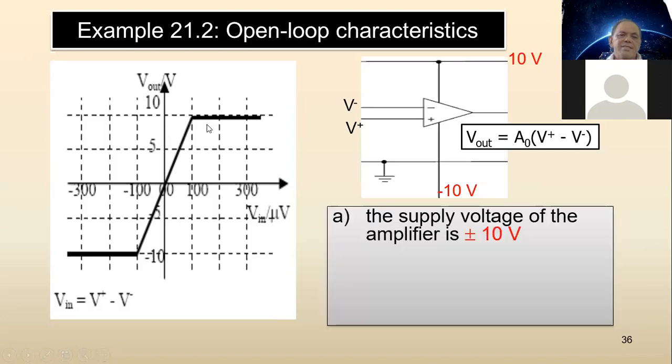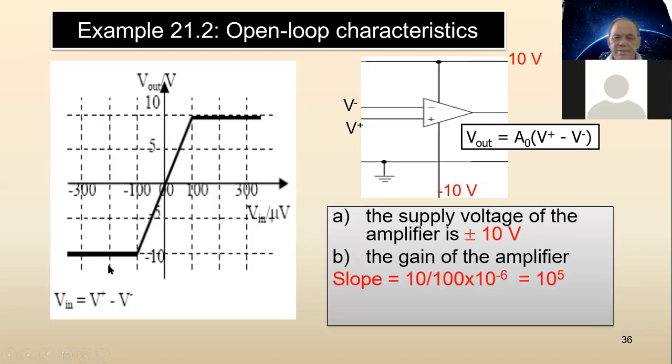So you should be able to read the characteristic and tell: here is 10 volt, minus 10 volt, there's a power supply. The gain, we can take the slope here, right? From here, this is your Y, this is your X, that's your gradient. Only for this part, where it's linear, can we determine the gain. So we can take it as slope, 10 divided by 100 times micro, then it changes to volt, which is 10 to the power minus 6.